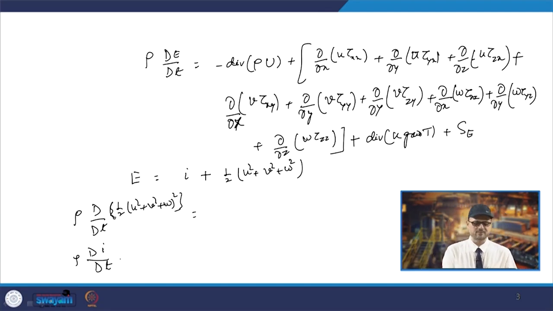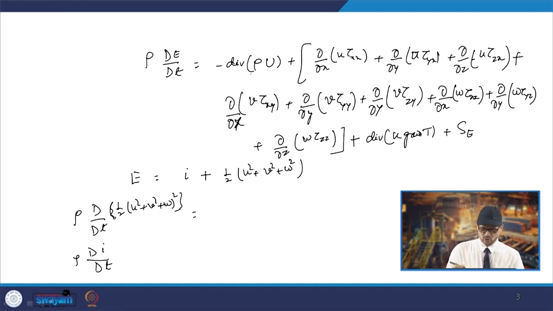Now, one will be for I, which is the internal energy, and that we can take for the temperature term. So those terms will go with that term. But for the half of u square plus v square plus w square part, that is the kinetic energy part, that will be obtained by multiplying the u component with the x momentum. So this will be basically u times ∂/∂x of τxx. Similarly, u times ∂/∂y of τyx. So all these terms will come for this expression, and others will come with this.